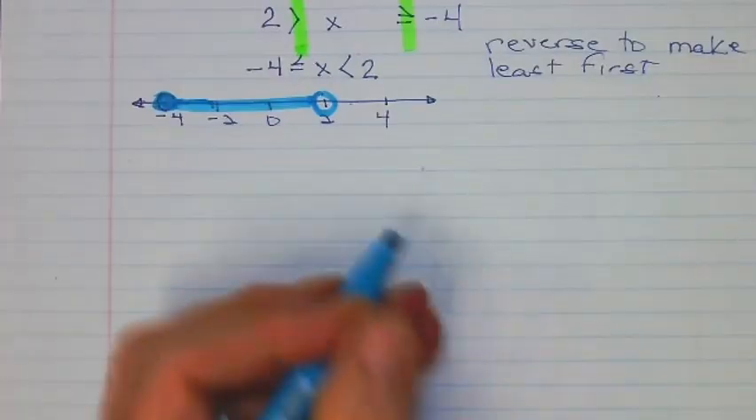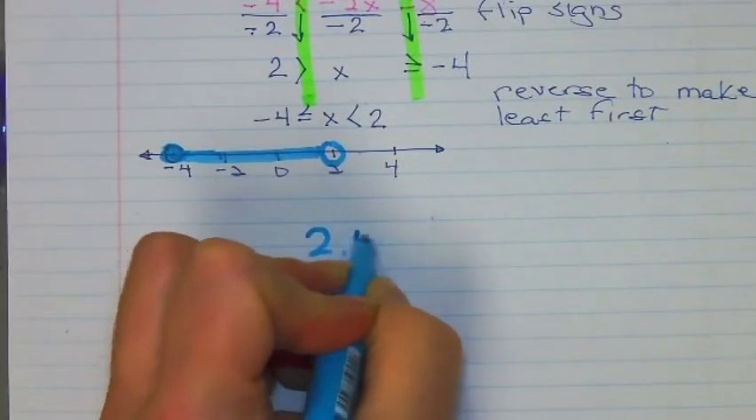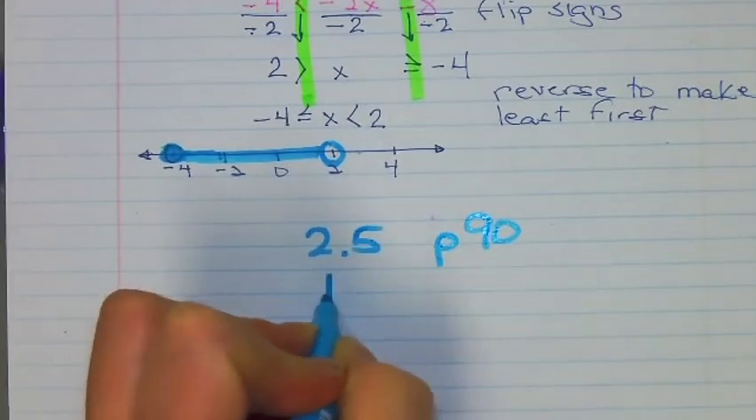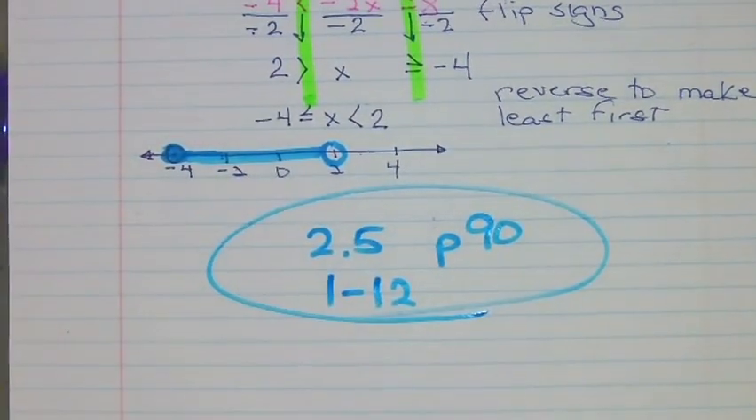There you go. And your homework this night is lesson 2.5, page 90, 1 through 12. And that is an assignment on your My ADA website.